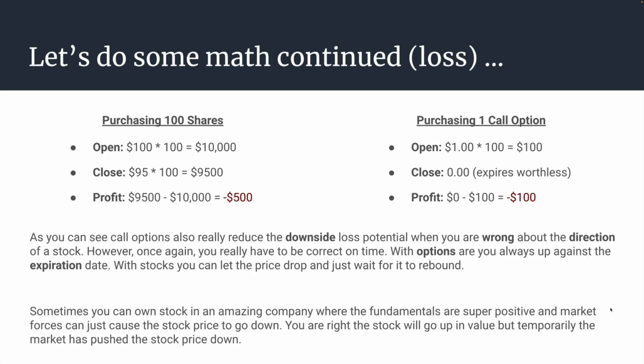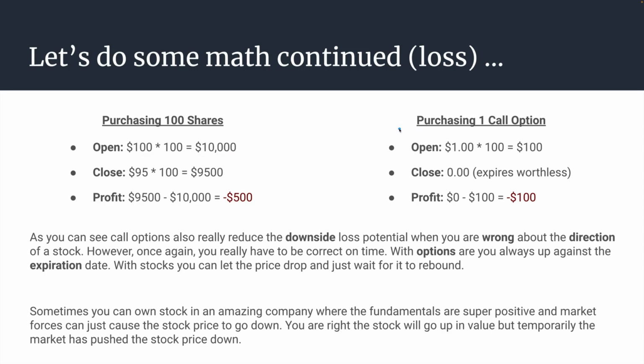Now let's go over the math one more time in the situation of a loss. What happens if ACM does not go up in value? Let's say ACM drops to $95. Remember, we bought it for $100, so we spent $10,000 when comparing it to buying the stock directly. Now, if we close this trade, it's down to $95. We can only close it for $9,500. So the profit on this would be a loss of $500.